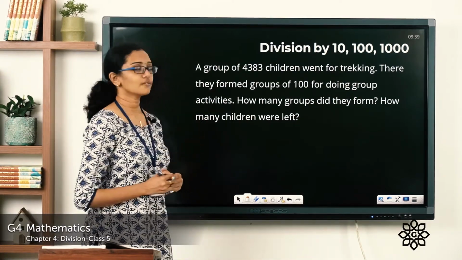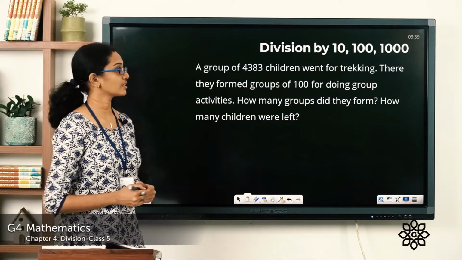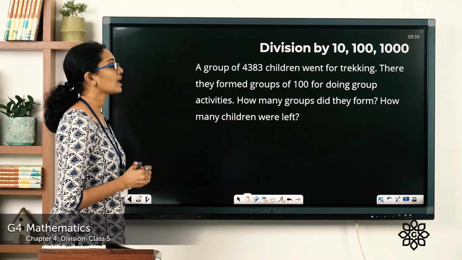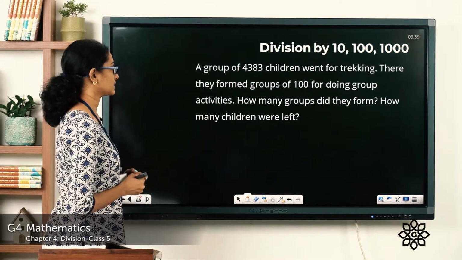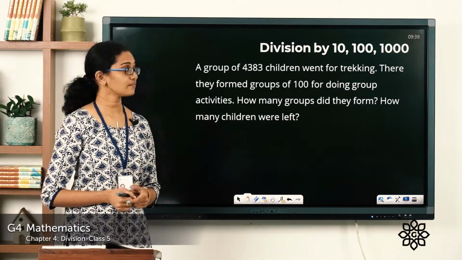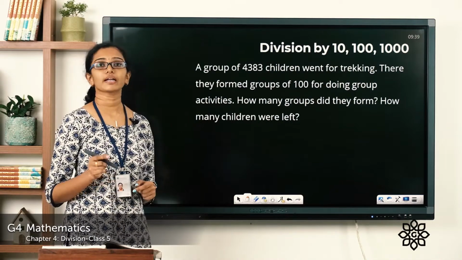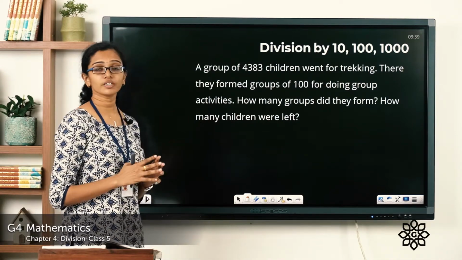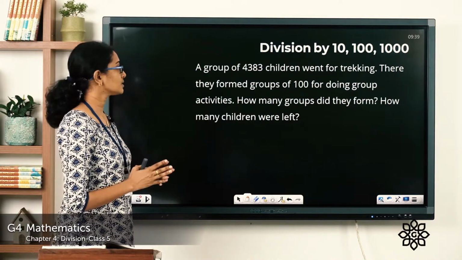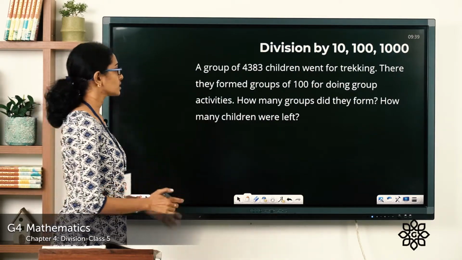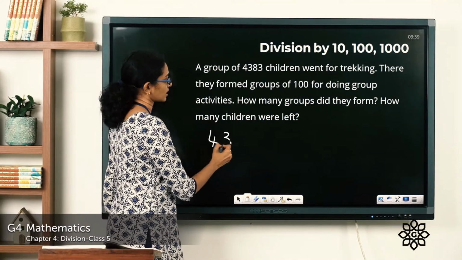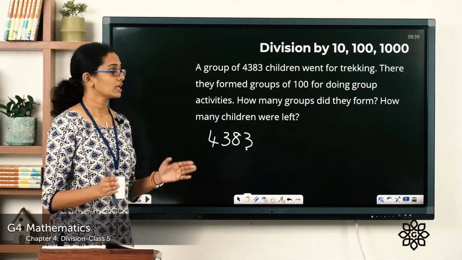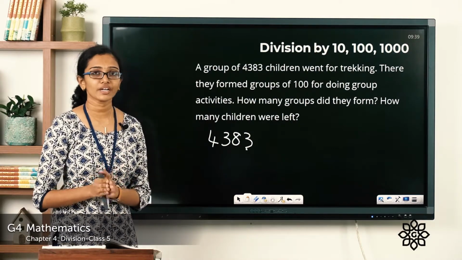A group of 4,383 children went for trekking. There they formed groups of 100 for doing group activities. How many groups did they form, and how many children were left? So what is given in the question? How many children went? The total number of children who went for trekking was how much? 4,383. And there they divided themselves in groups of 100 each.